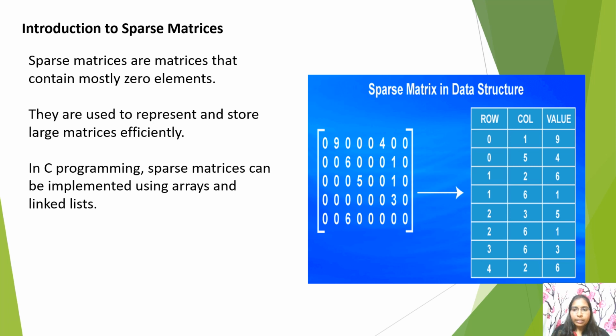In row 2 column 3, the value 5 is a non-zero element. In row 2, column 6, 1 is the non-zero element. In row 3, column 6, 3 is a non-zero element.